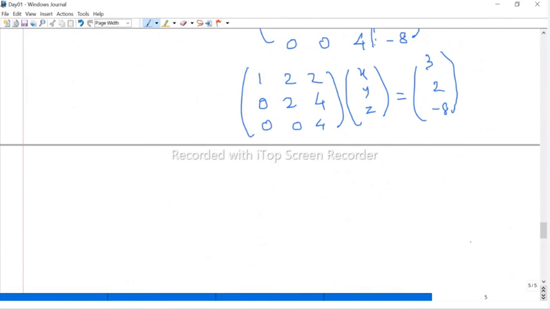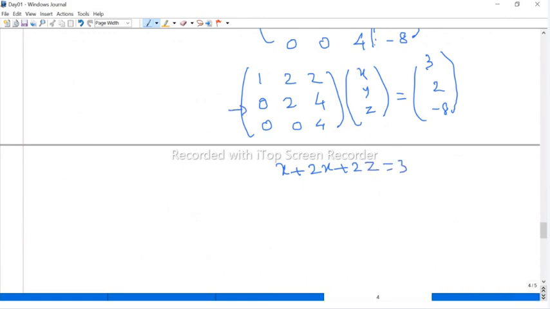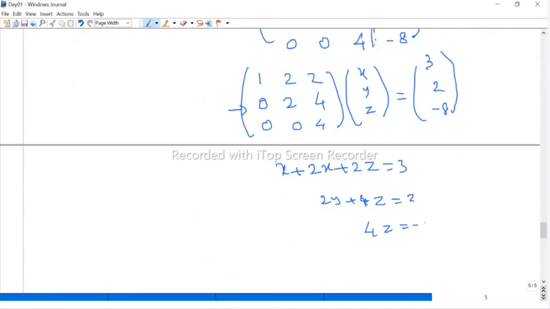So let's expand the matrix product to get the equations. The first row gives x plus 2y plus 2z equal to 3. Now take the second row and multiply by x, y, z. There is no x term, therefore 2y plus 4z equal to 2. And the last row gives just 4z equal to minus 8. Now we can easily solve the last equation: 4z equal to minus 8, therefore z equal to minus 2.